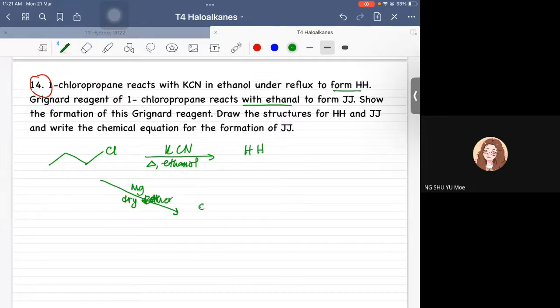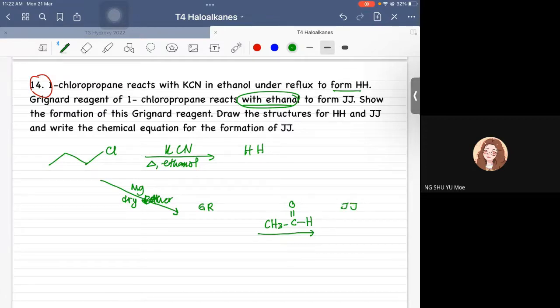Baru dapat Grignard reagent. So the Grignard reagent react dengan siapa? React dengan ethanal. Ethanal CH3CHO, adalah 2 karbon. Nal maksudnya aldehyde, C double bond O H. Okay, to form JJ.